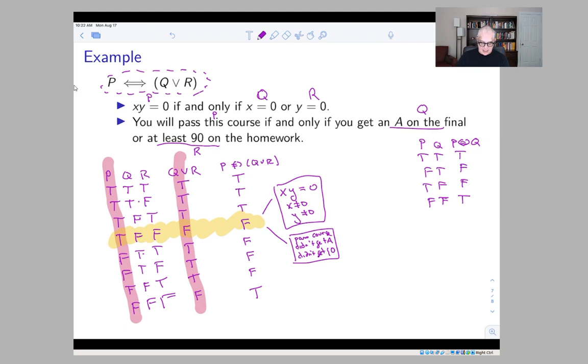And you see that in this case because it certainly could happen in the real world that you pass the course without getting an A or without getting 90 on the homework. And that would mean that this statement that the professor made is a lie. And so the logical statement, the compound statement, is false. But the first statement as a mathematical statement, it never happens that there are such X and Y, at least in the integers or in the real numbers, where this happens.